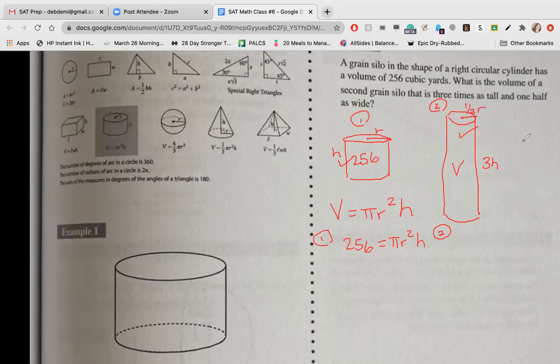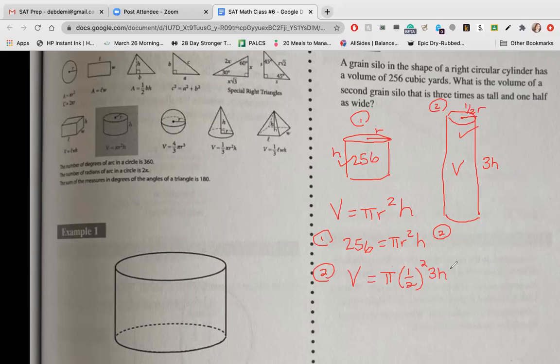So that should be common sense to everyone, right? It's 3 times the height and 1/2 the radius. It does say it's 1/2, right? Okay. So now I'm going to go to equation 2, and I'm going to do volume equals pi, r is 1/2 squared times 3h.